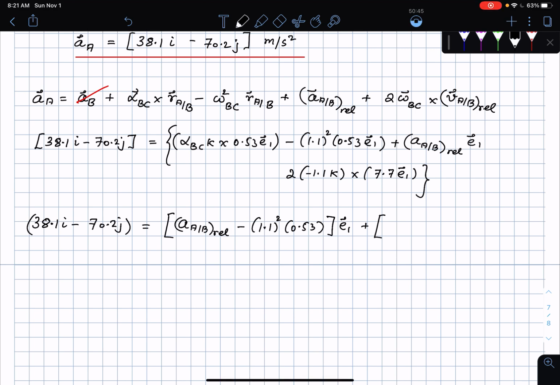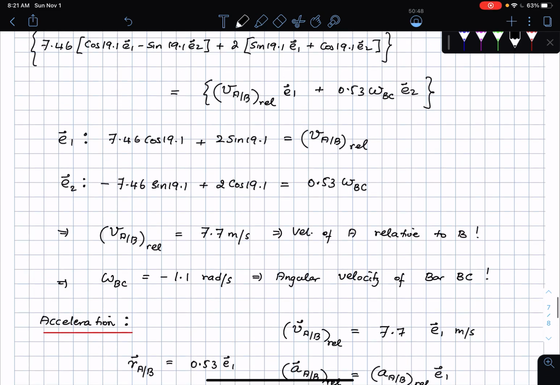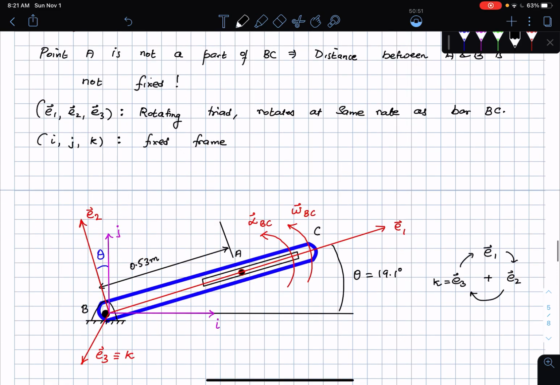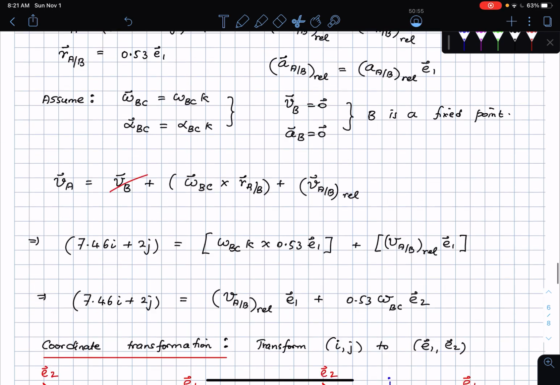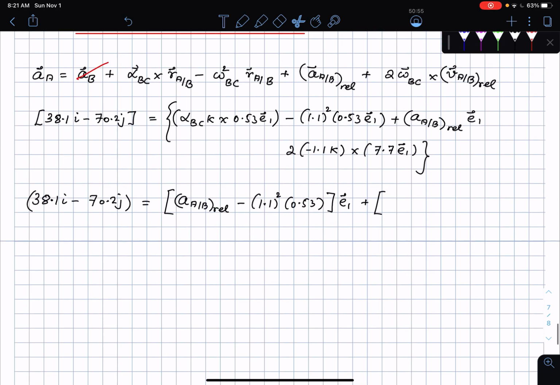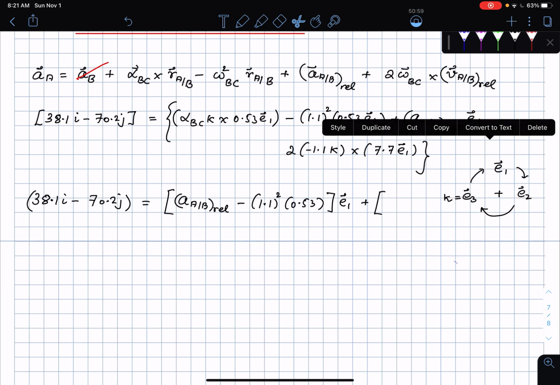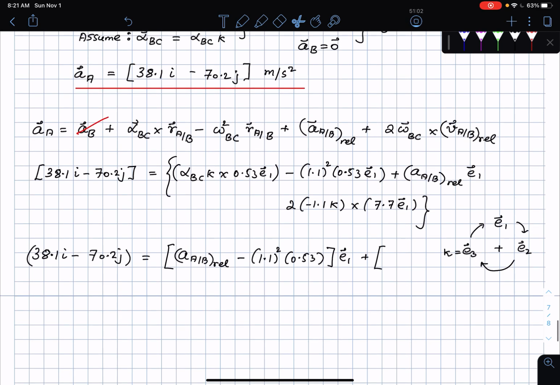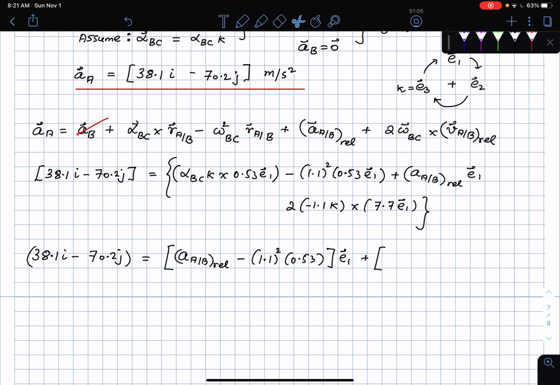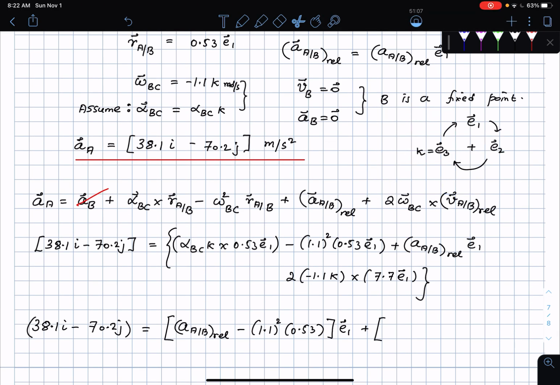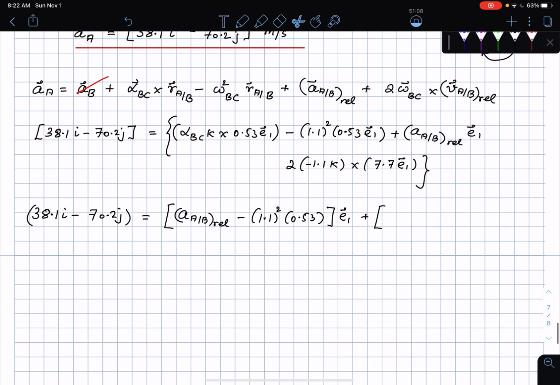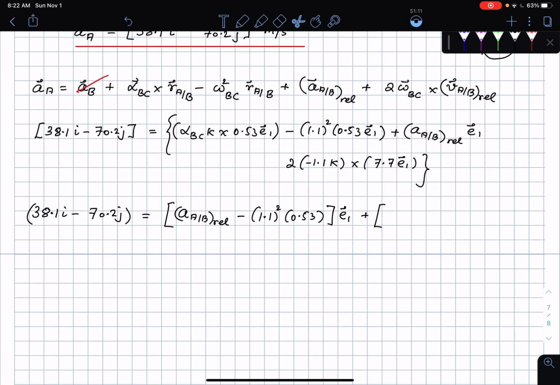How about the E2 direction? K cross E1 is E2, right? We had the triad here. If you want, you can bring this triad once again down here and then look at it. So copy that and then bring it down here. So you can write it down here. K cross E1 is E2. So I need to bring it a little up here. Okay, so this is the triad which is situated here. So I'm going to have 0.53 alpha BC.